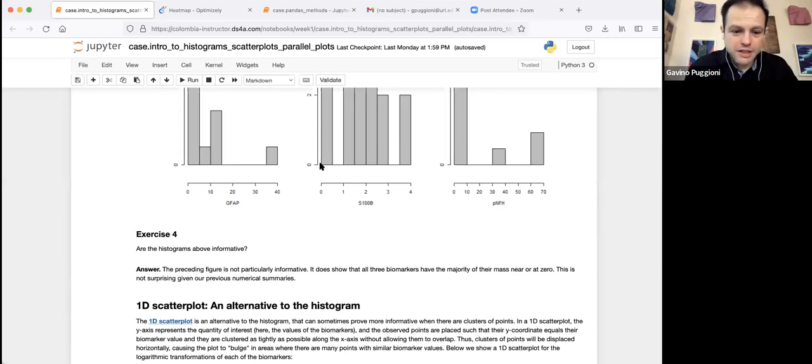On this type of plot, the y-axis represents the quantity of interest, in this case, the level of the biomarker that you are considering. The observed points are placed such that their y-coordinate equals their biomarker's value, and they are clustered as tightly as possible along the x-axis without allowing them to overlap. So you can really see the density of the points near where they cluster, okay? The clusters of points will be displaced horizontally. So they are altered a little bit horizontally, although very close to the value, let's say very close to 0.